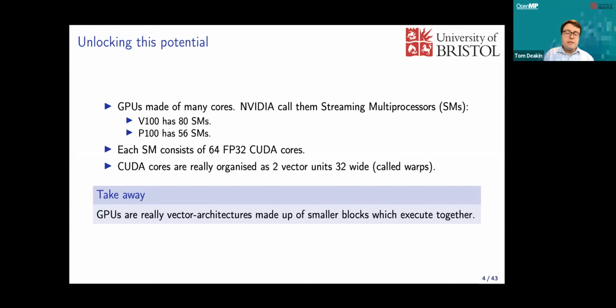So the takeaway is that GPUs look a lot like CPUs in many ways. They're really vector architectures that are made up of these smaller blocks which execute together. So we have these very wide vectors, 32 or 64 wide, and we have one of those on a large number of cores. The SMs are somewhat independent, but the cores operate much more like a vector unit than an individual core on a CPU, for instance.